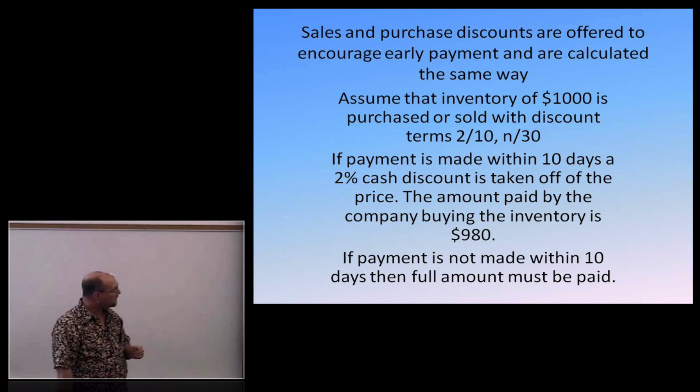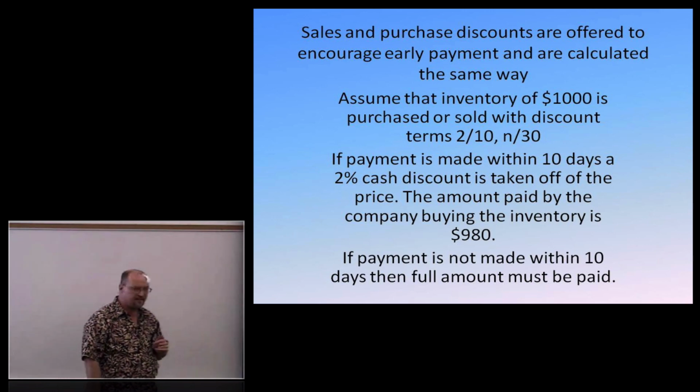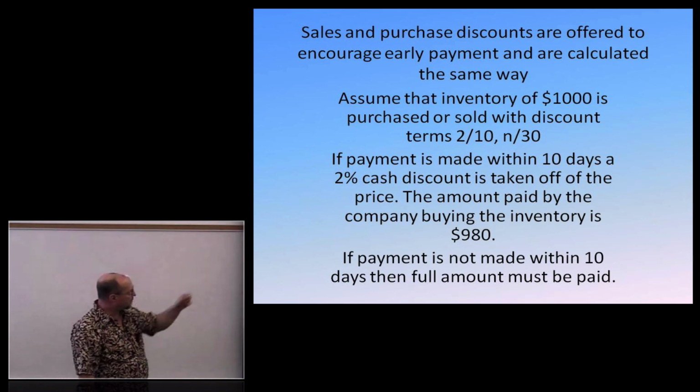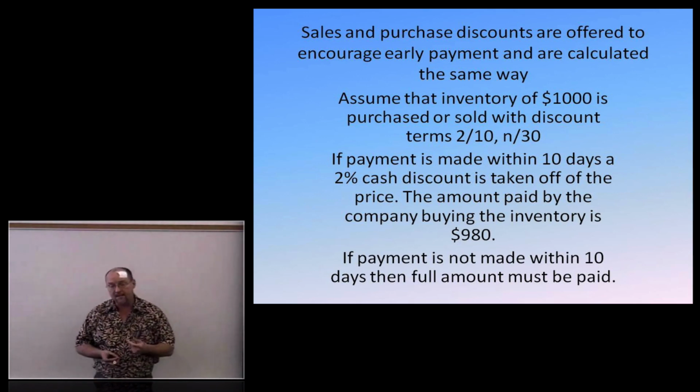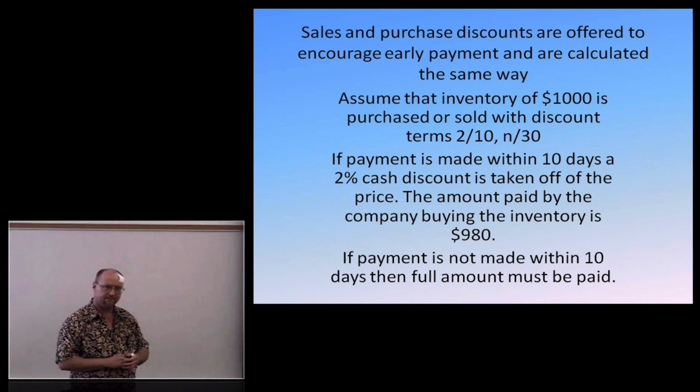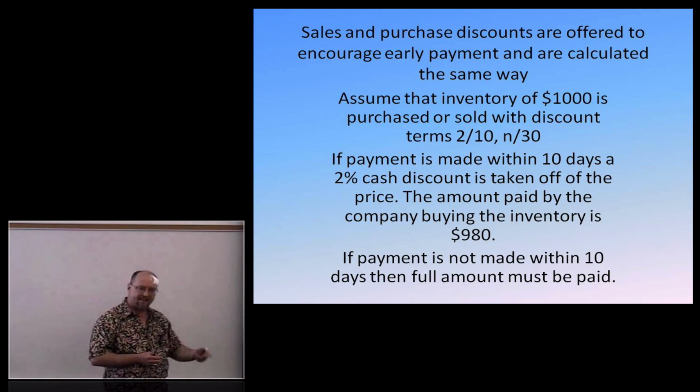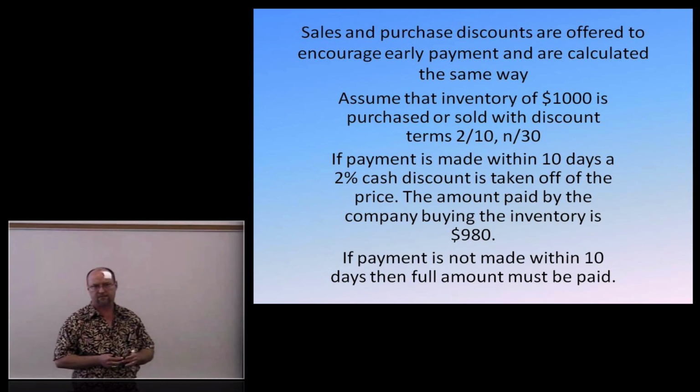Okay, so if we purchased or sold inventory for $1,000, if the payment is made within 10 days, they take 2% off of $1,000, so that's a $20 savings, and instead of paying $1,000, they would pay $980. Okay, so they'd save 20 bucks, not bad. Okay, however, if they don't pay within 10 days, they have to pay the full $1,000.